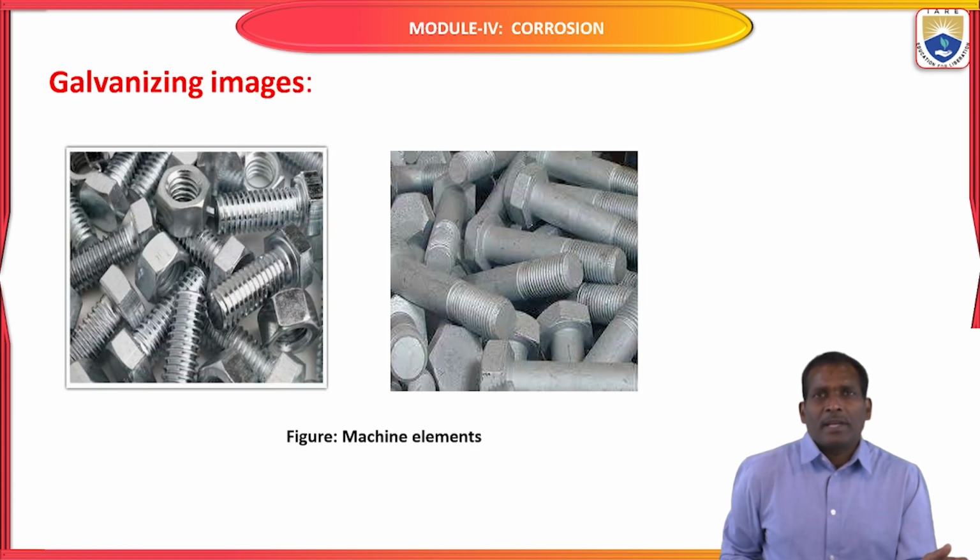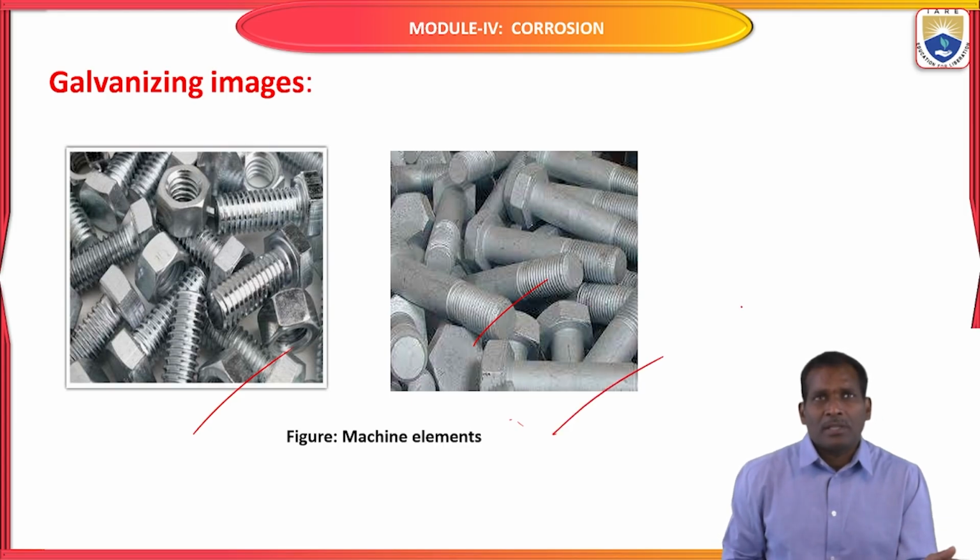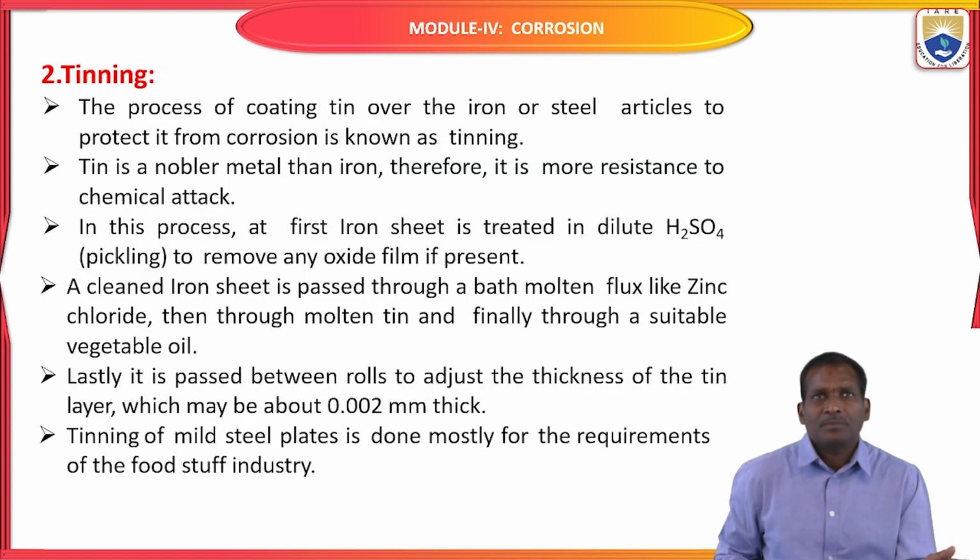Some diagrams are shown here of machine elements. These are mechanical machine elements: screws, nuts, studs, and bolts and nuts are also shown here. All these elements are coated with zinc only to avoid rust. This process is called galvanizing.